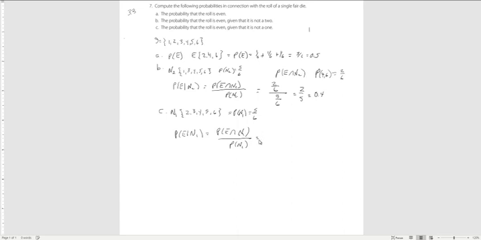Okay, in this case, we'll have to come back here again like I did above, the probability that E intersect N1, so the probability that it's even and not a 1. Let's look at the intersection of even and not a 1. So even and not a 1 is going to be 2, 4, 6. So that's going to be 3 elements.